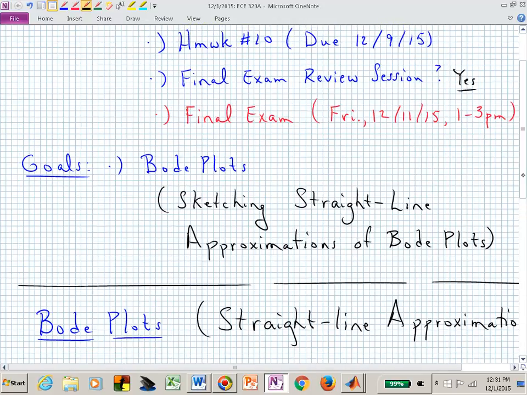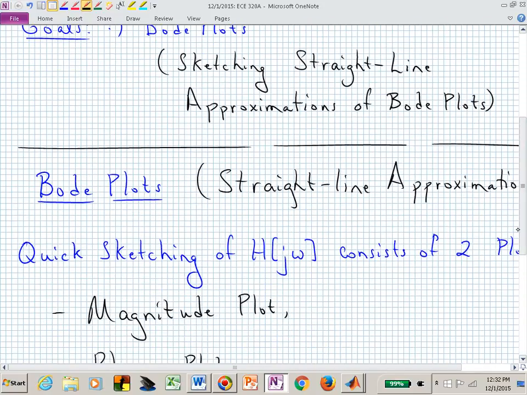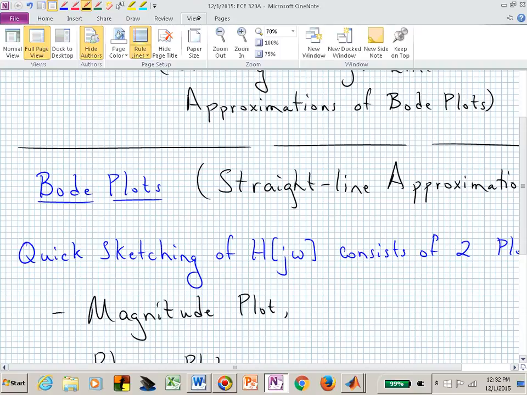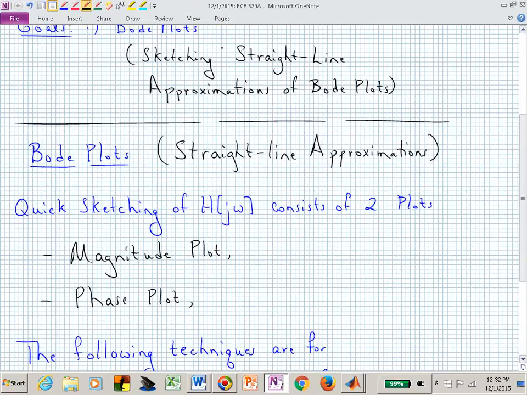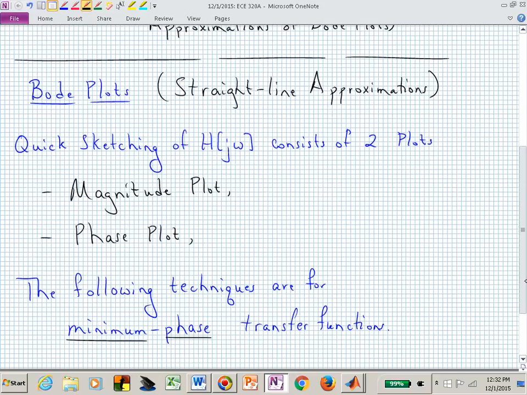Now, what we are doing today, MATLAB does in an instant, but we want to get comfortable doing straight line approximations so that we can start doing design or checking what MATLAB is giving us in terms of an output. And these are just approximations, and they're straight line approximations, and they're designed to be performed fairly quickly. That's why it's going to take us 75 minutes to sketch one Bode plot. But we will see.